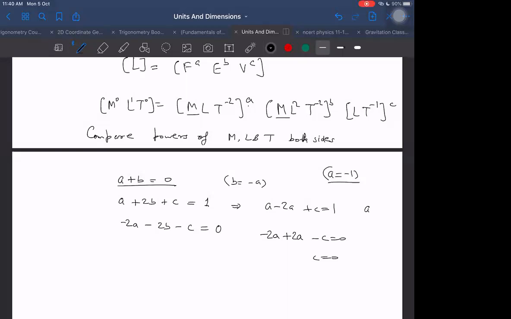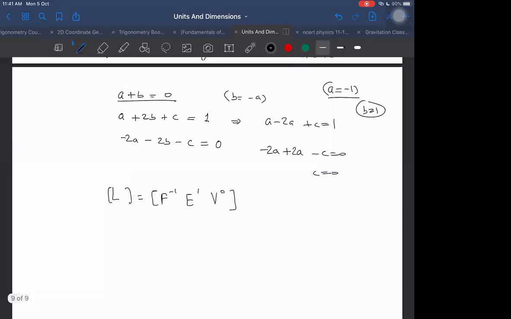C equals 1. B equals 1. Yes, B will be 1. So we are getting B is 1. Then what is the equation coming out to be? The equation is coming out to be length is equal to F raised to power minus 1, energy raised to power 1, and velocity raised to power 0. That is the relation.